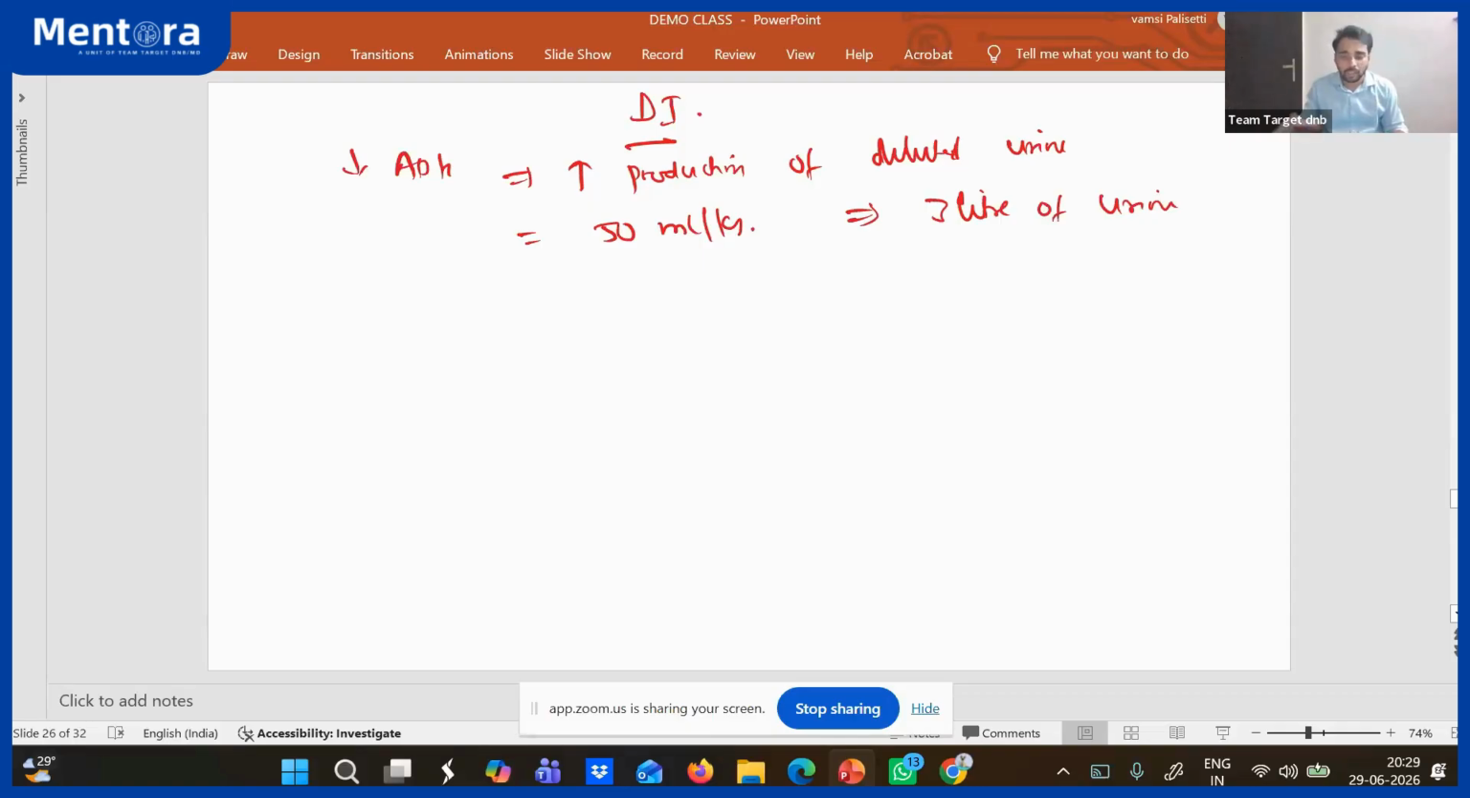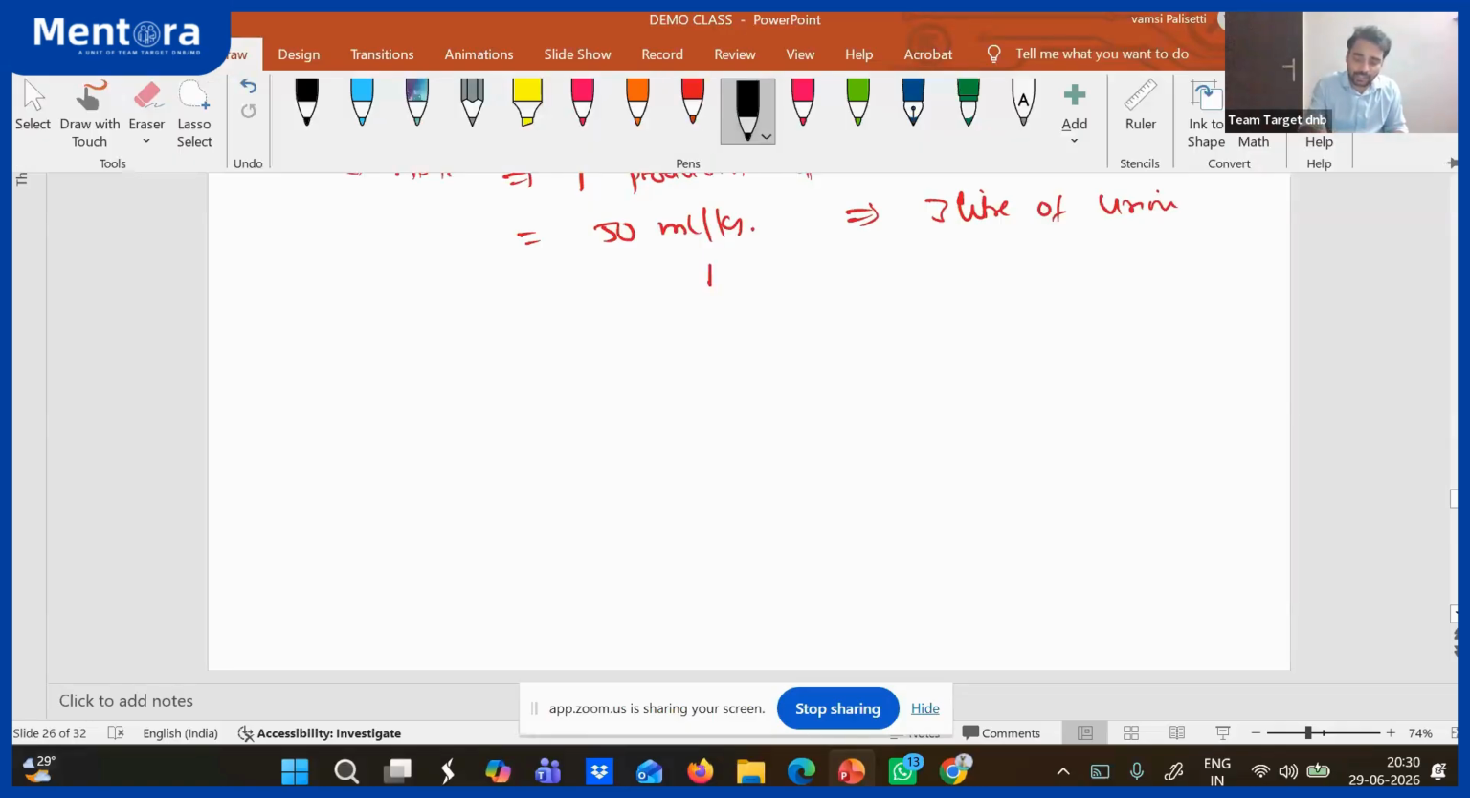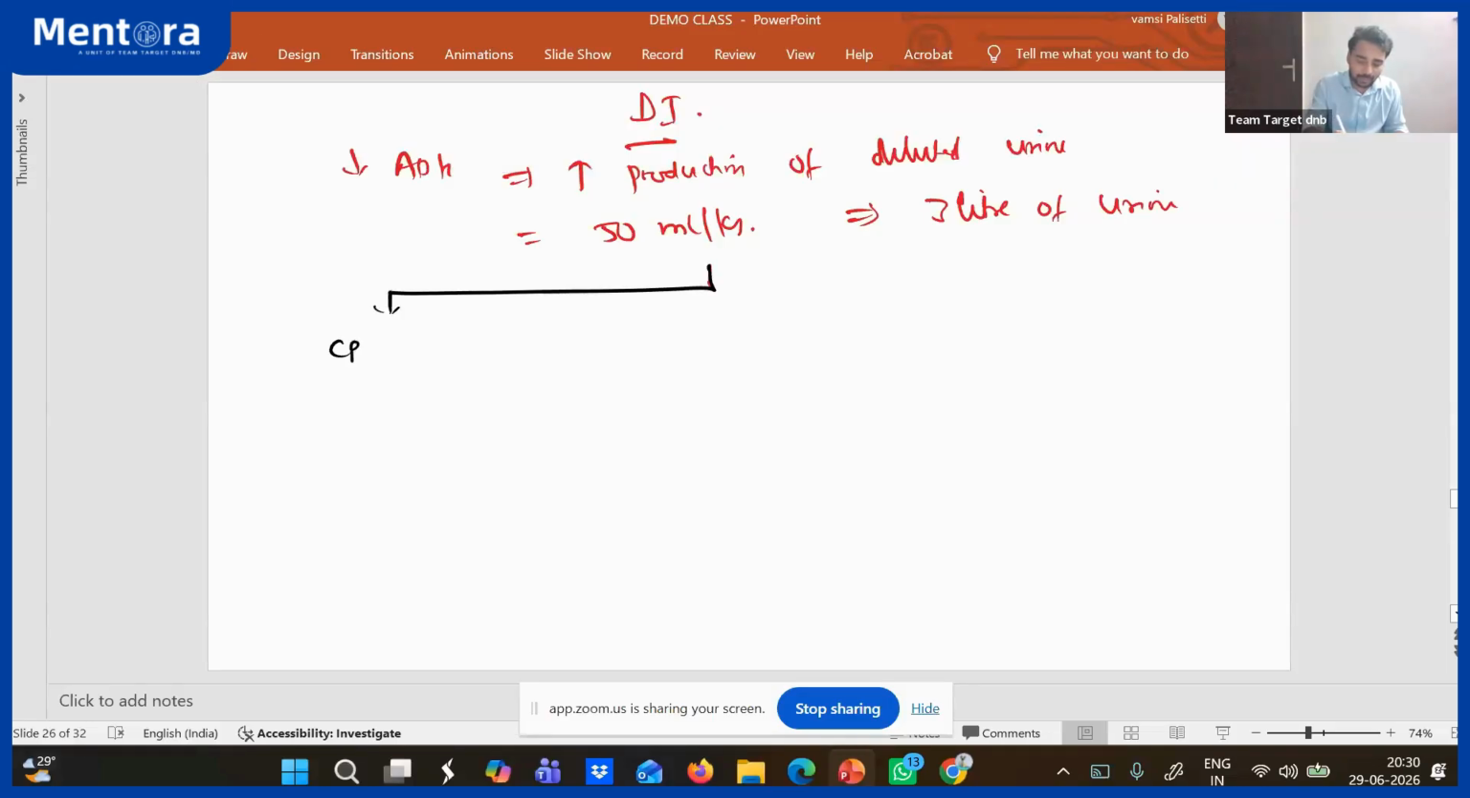Okay. Now in diabetes insipidus, what are the two different types? One is central diabetes insipidus, another is nephrogenic diabetes insipidus. Do you know what ADH is? ADH is antidiuretic hormone, which is produced from the posterior part of the pituitary gland. Any problem in the brain, there is no production of ADH. That is what is called central. That is, there is decreased ADH production.